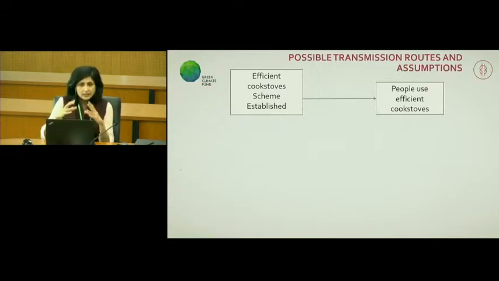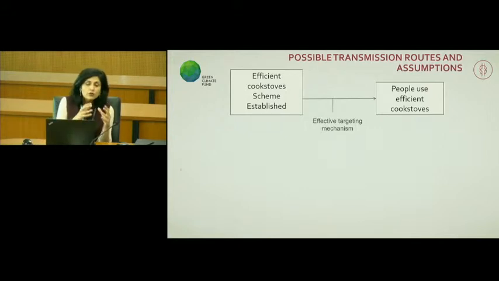Very clearly, there are a whole bunch of assumptions that are built into this pathway, and the arrow shows that pathway. The first is that, yes, you have an effective targeting mechanism that is built in. That is, you're targeting the people who are using fuel wood as their source of energy, and they are the ones who are being targeted to then use efficient cook stoves.